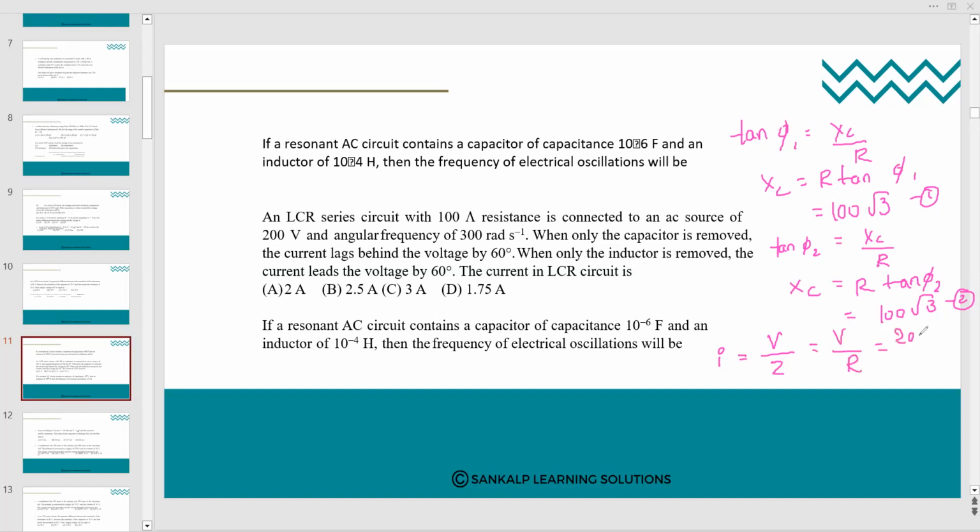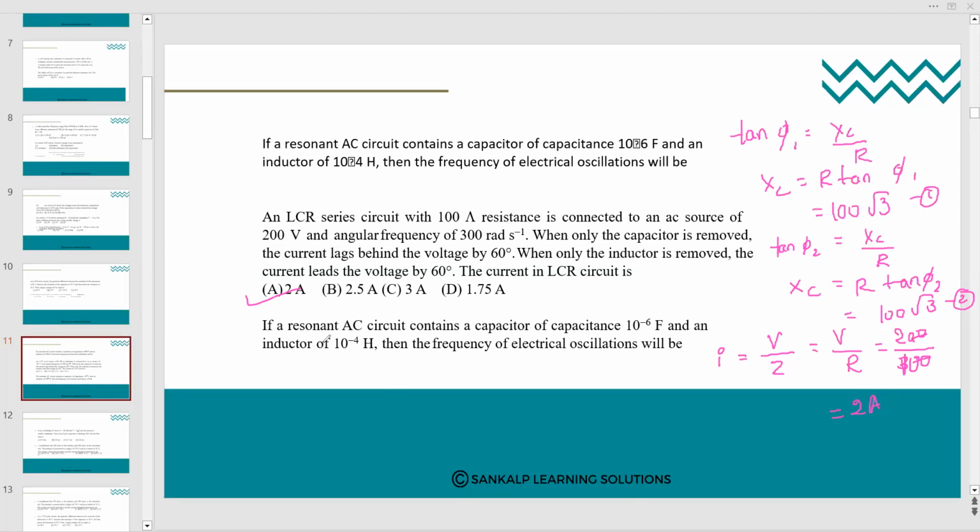Therefore, V value is 200 and the R value is 100. So these two zeros will go and we are getting the current as what? 2 ampere. Option A is the correct answer. Okay. Go for the next question.